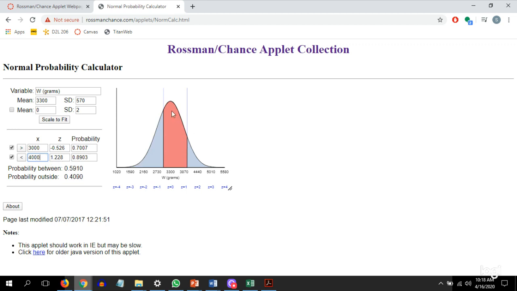It tells us the probability between 3,000 and 4,000 is 0.5910. That compares very favorably to our 0.5926, right? This is a better answer. It's more exact. So 59.1% of all babies are between 3,000 and 4,000 grams. Okay? All right.